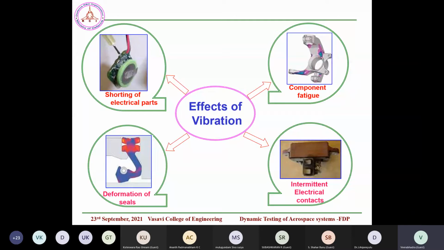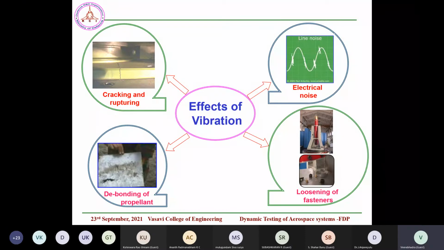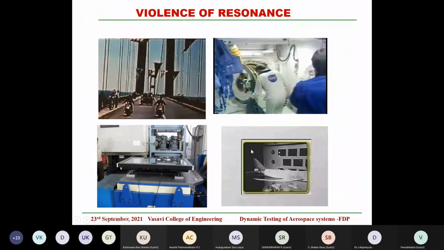Apart from that, you can see cracking and rupturing of bonded structures, line noise, or, if there is a propellant grain, debonding at the boundary. Mechanical structures may even get loosened due to the screws. Just to give a feel for what damage vibration can do, I'm going to explain some examples.